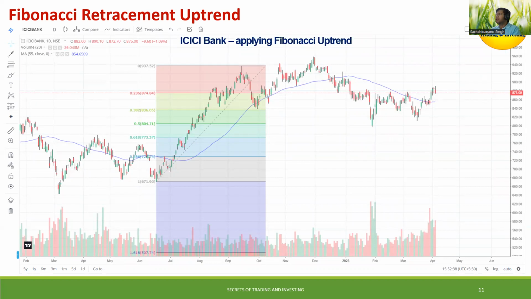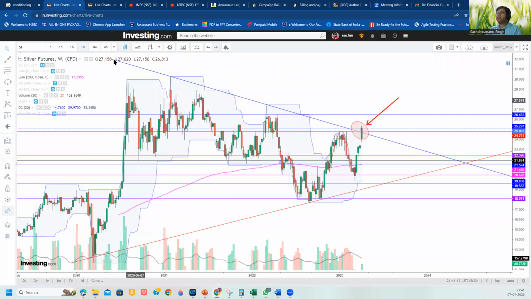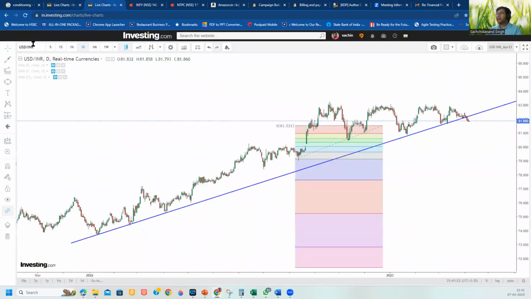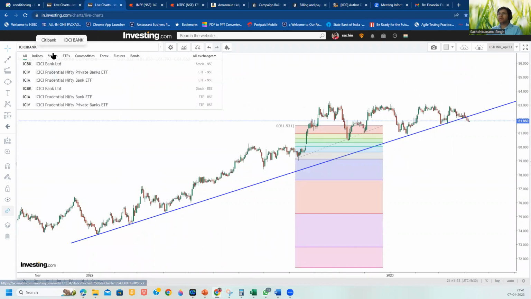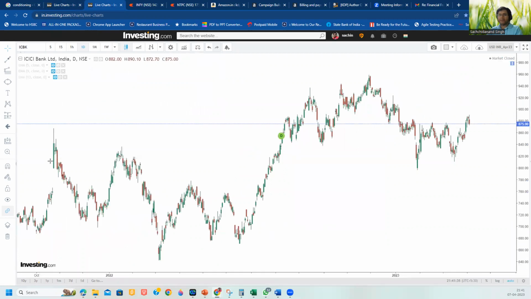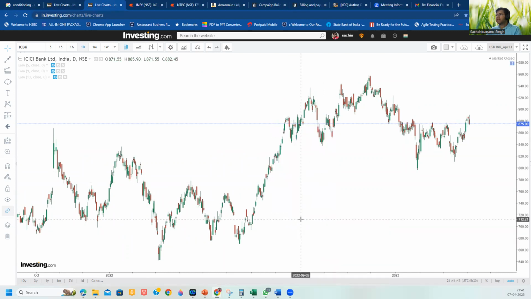Let us look into some real life examples. This is the example of ICICI Bank. Maybe I'll show you in the live chart directly. So let me open investing.com and ICICI Bank. Okay, so this was the example which I was showing some time back.